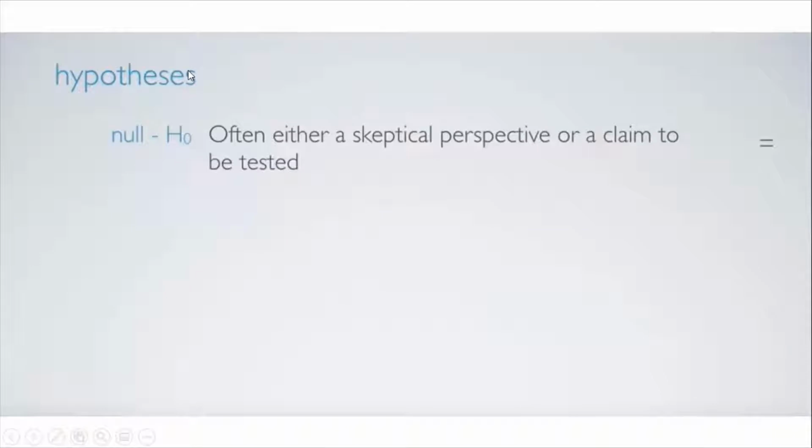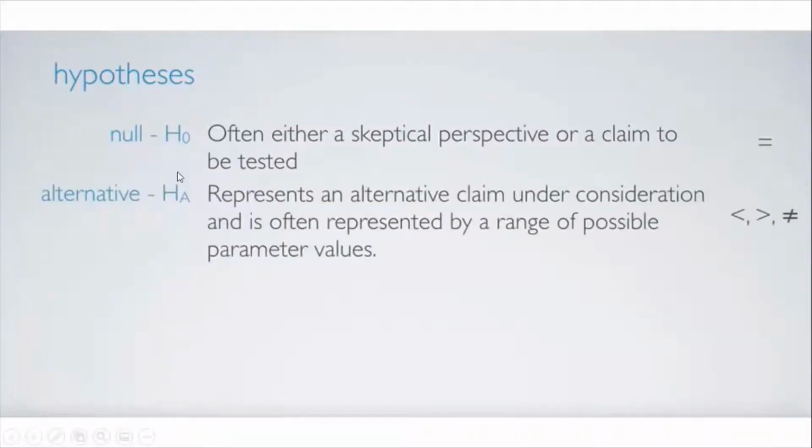What are hypotheses? In hypothesis testing we have two types of hypotheses. The first one is the null hypothesis, which is either a skeptical perspective or a claim to be tested. In the scientific field we are going to test the null hypothesis because we don't know the difference. If we want to determine if there is a difference in two means, then we don't know the real difference. What we are going to do is assume there is no difference. We are going to test the null hypothesis against our alternative hypothesis, which is the alternative of the null hypothesis.